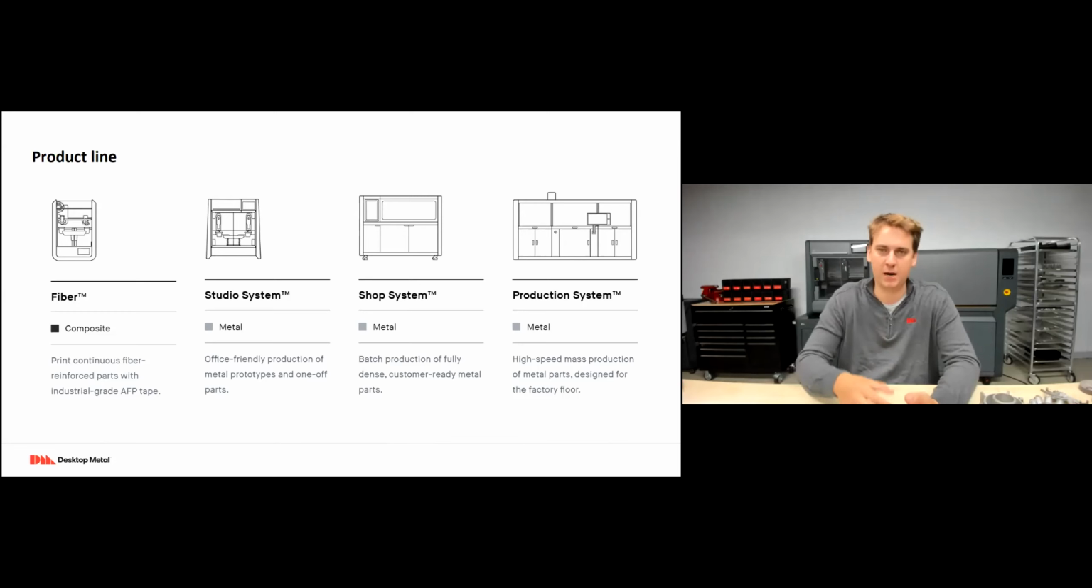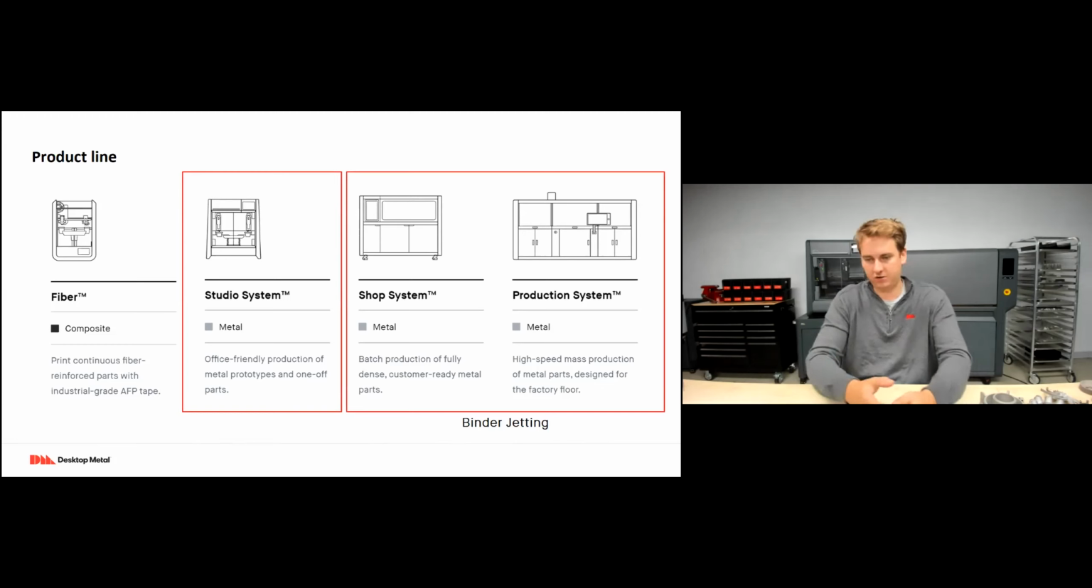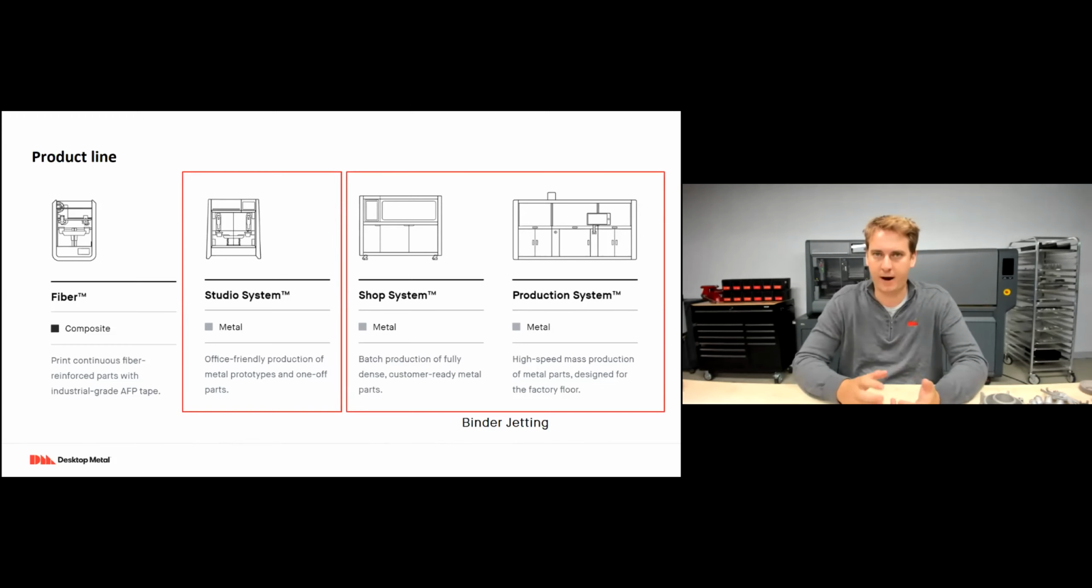And then the Production System even more so. When you really need to produce parts in high volume, the Production System really allows you to mass produce metal parts with 3D printing. Like I mentioned, today we're going to be talking about the Studio System, and then the Shop System and the Production System, but I'll mainly address those as binder jetting because they have somewhat similar technologies. They both work on a binder jetting basis.